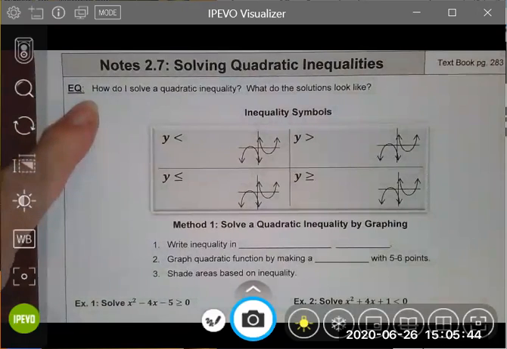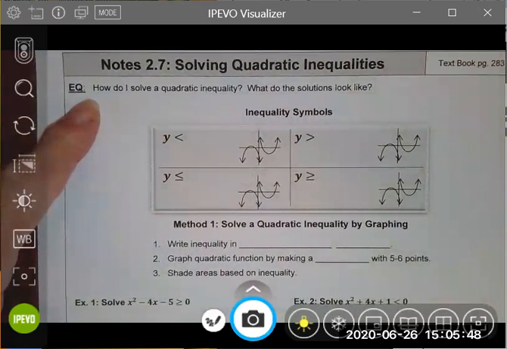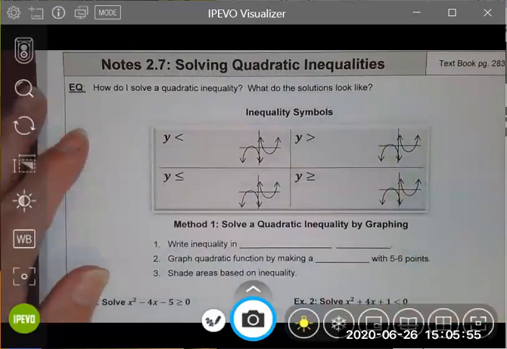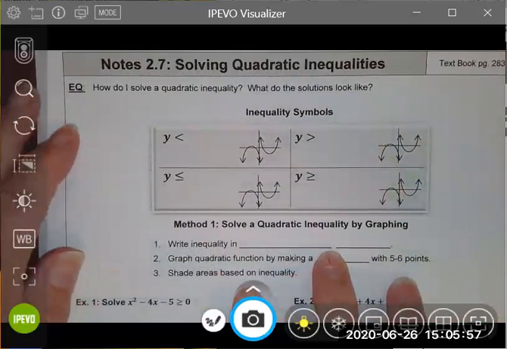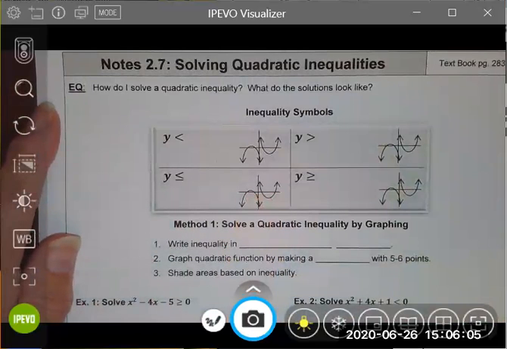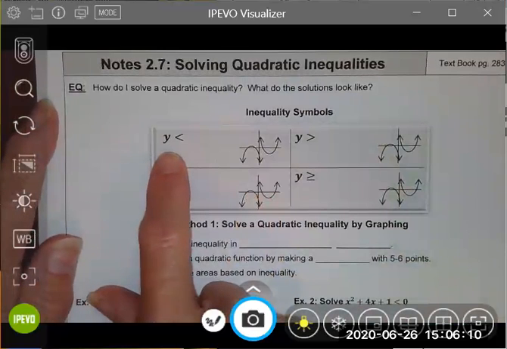But by the end of this lesson, my hope is that you know how to solve a quadratic inequality, both by graphing or by doing it algebraically, and that you should be able to describe what the solution sets look like. Before we begin, we're going to do a quick review of what the inequality symbols mean, and then we're going to talk about what they mean in the context of a quadratic equation, which has a graph that looks like a parabola.